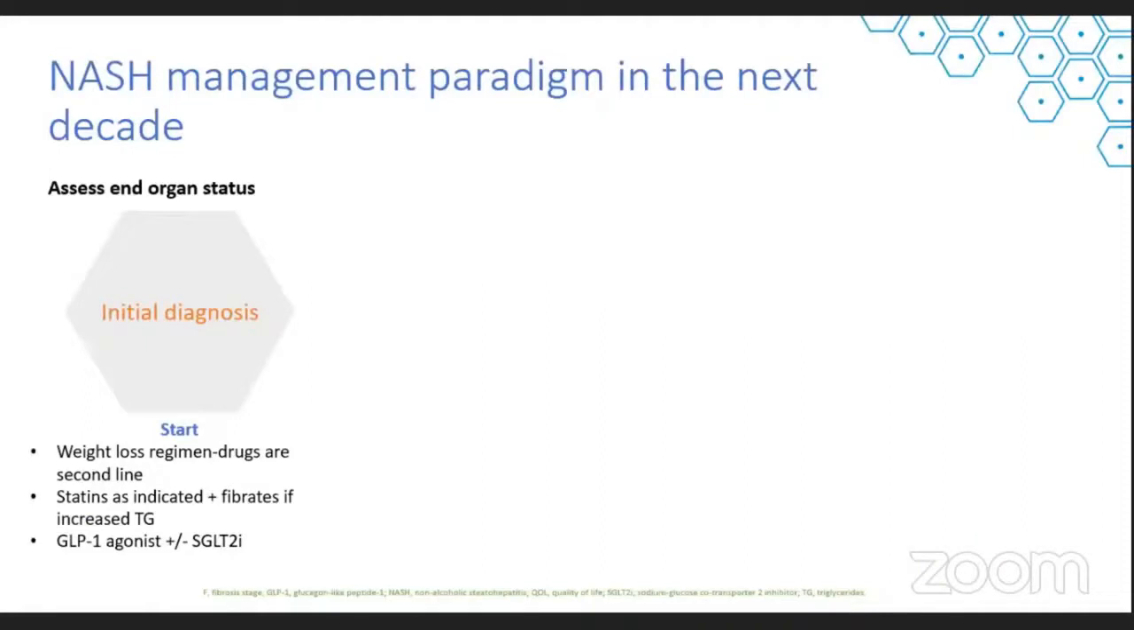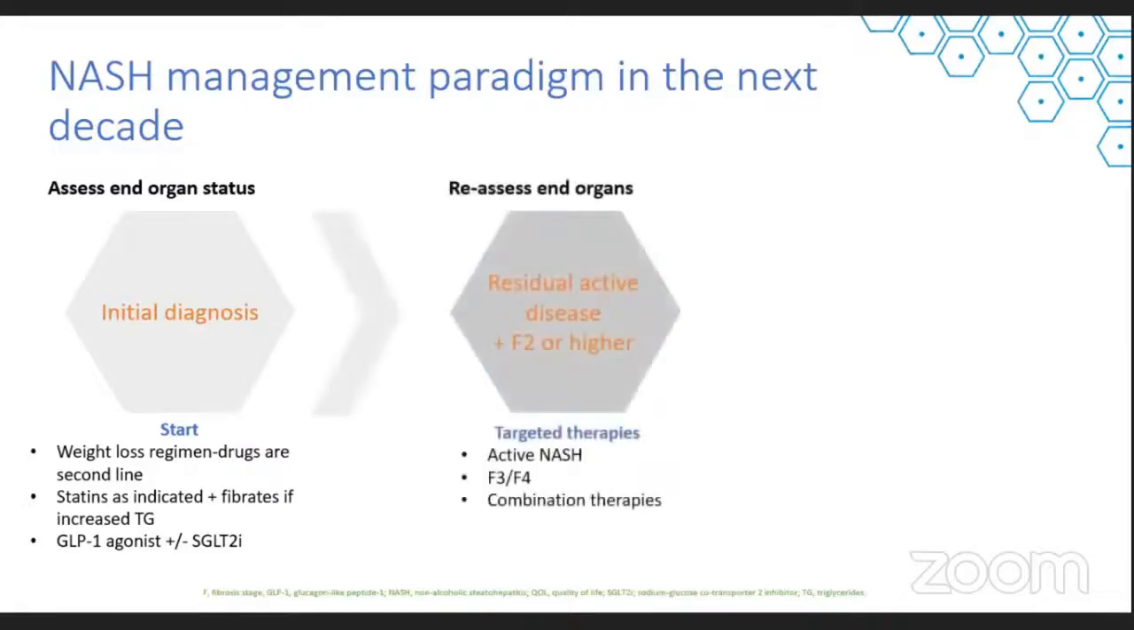So the way I think of NASH management paradigms in the next decade is that after the initial diagnosis, we have to assess the end organ status of all the organs. You start with weight loss regimen and then use drugs only as second line. Use statins as indicated and fibrates if increased triglyceride is present. And then your first approach, particularly if you have type 2 diabetes, is to start with GLP-1 agonists with or without an SGLT2 inhibitor. Now, we reassess the patient after a period of time. And then if there's residual disease and you have ongoing fibrosis, you may consider additional add-on therapies.